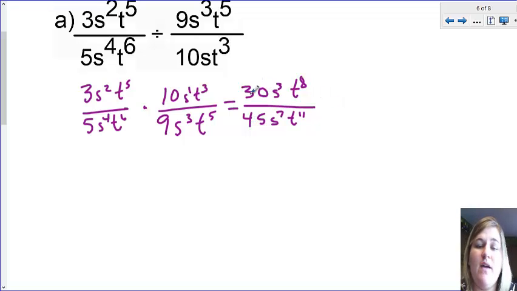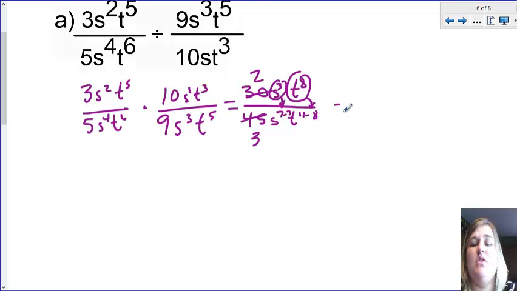I have 30 over 45, which can both reduce by 15. So 15 goes into 30 2 times and into 45 3 times. I have s to the 3rd and s to the 7th. I want to take that 3 and bring it down, so I'm going to subtract it. T to the 8th and t to the 11th, I want to move the smaller one again, so I'm going to bring it down and subtract it. So what I'm left with on top is just 2, because these two things both moved. So I have 2 over 3. S to the 7th minus the 3rd gives me s to the 4th. T to the 11th minus the 8th is t to the 3rd, and that is my final answer.